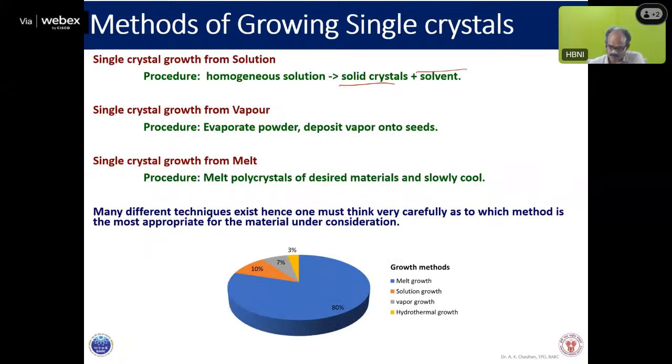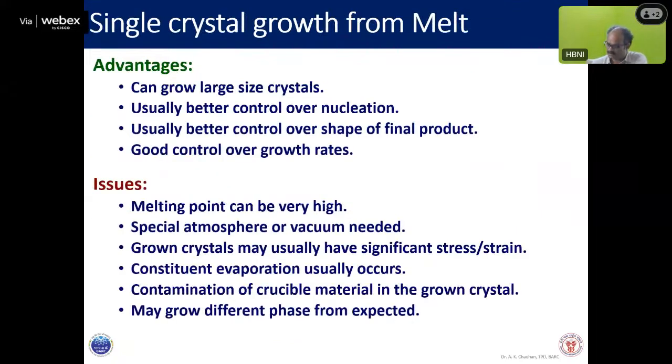Now, if we see, 80% of the materials are grown using melt growth, nearly 10% using solution growth, 7% vapor growth, and hydrothermal is about 3%. Mostly the quartz crystal is grown by hydrothermal growth. You'll see these methods one by one.